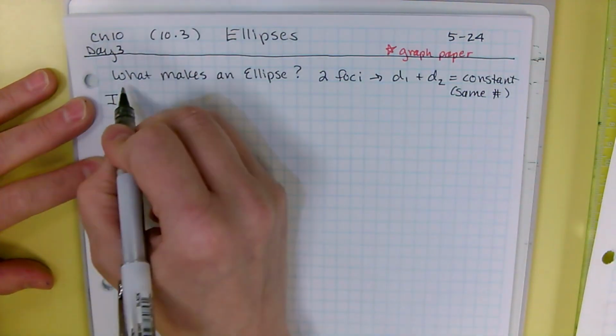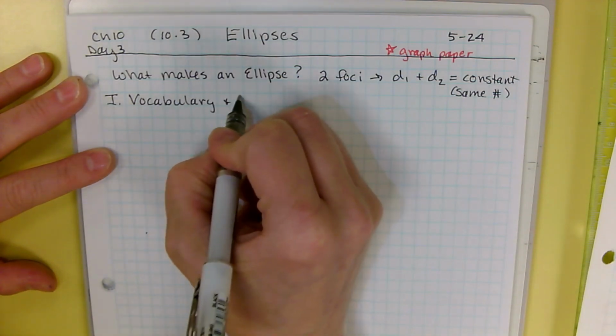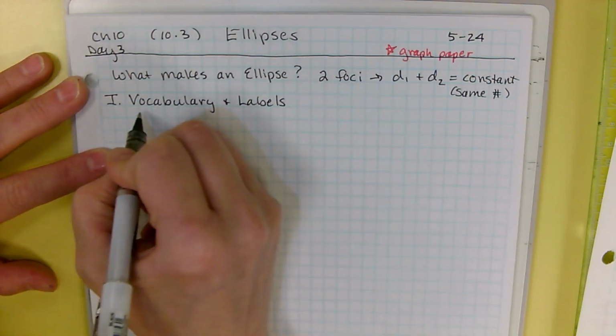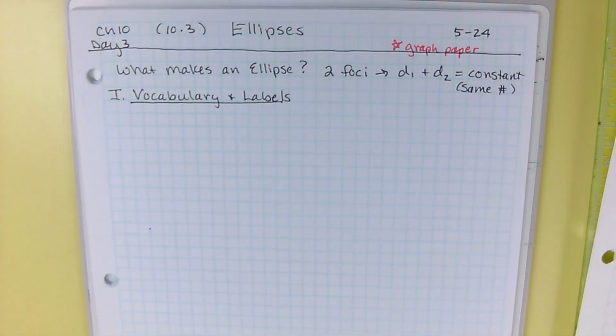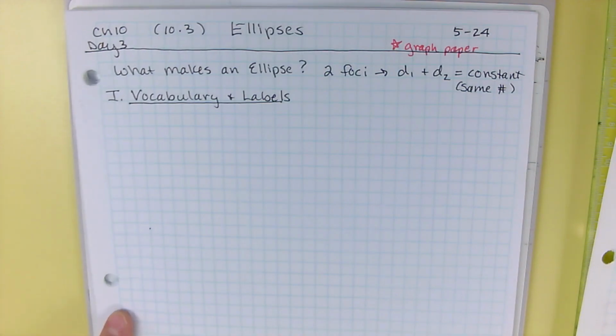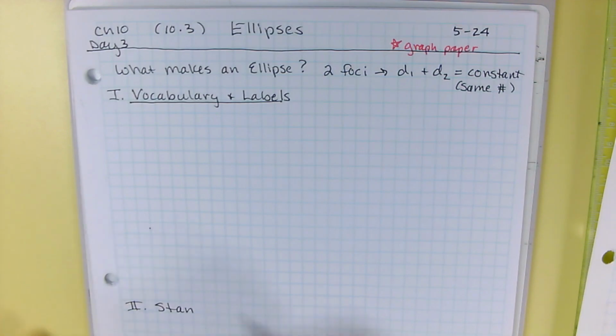All right, Roman numeral 1, we're going to do vocabulary and labels. I am going to color code this, so if you have a couple colors of ink, that's going to help keep things clear from top and bottom. Roman numeral 2 is going to be standard vertex form, which is about 3 rows down.